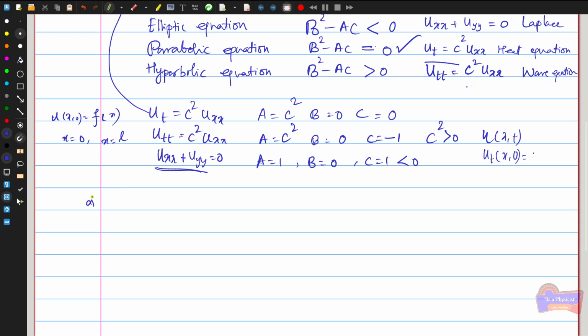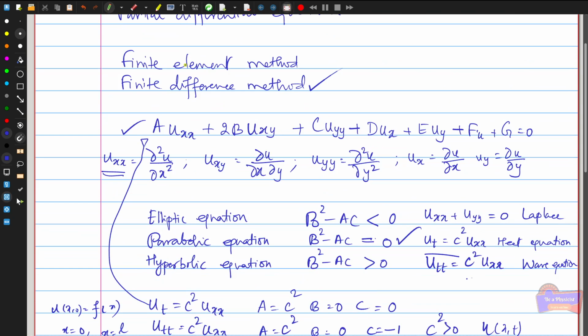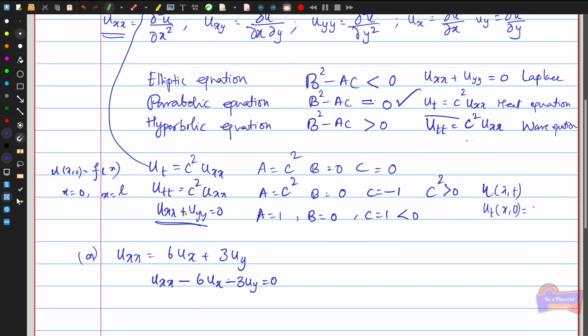The first equation I am considering is uxx equal to 6 times ux plus 3 times uy. So here this is the equation we are considering. I can rearrange this equation as uxx minus 6 ux minus 3 uy equal to 0, and you can compare this equation with the general equation. Then you can easily match the coefficients.